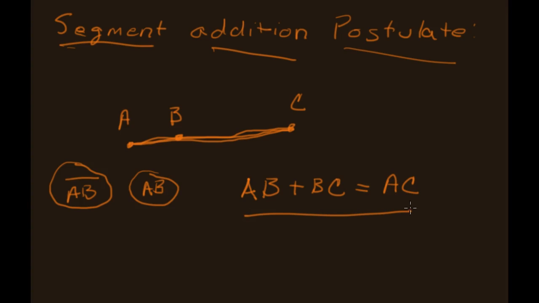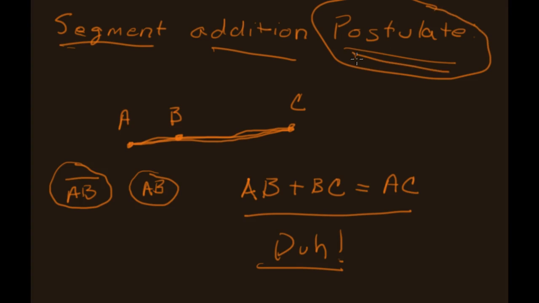Okay, so you're sitting there going, no kidding. Like, duh. That's what postulates should feel like. When we establish a postulate, we should feel like, oh, this is pretty straightforward. I shouldn't have to do any proving here. Why? Because it's somewhat obvious, and I don't have to state that. If I add this distance to this distance, I get the whole distance. That is the segment addition postulate.